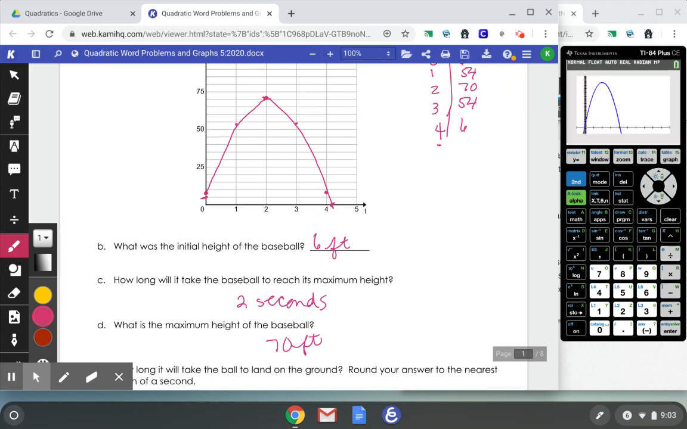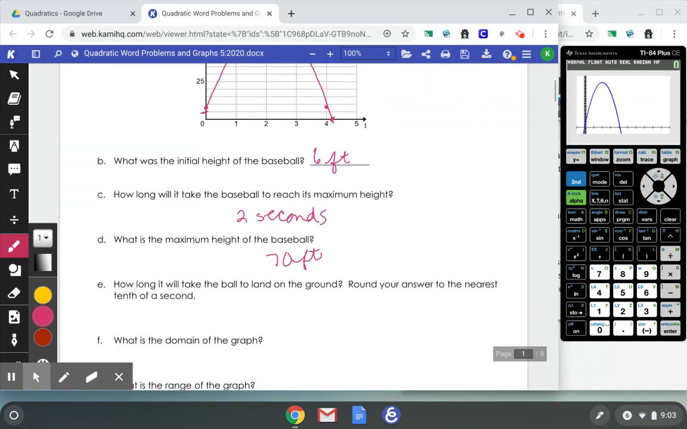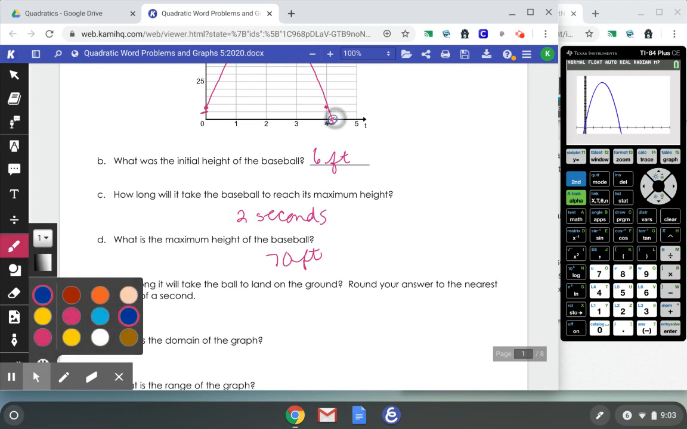There we go. All right, so now back to the question that we were looking at. It says, how long will it take the ball to land on the ground? Round your answer to the nearest tenth of a second. So again, this point is where the ball lands on the ground. That is also, remember, one of your roots. It's where y equals 0.